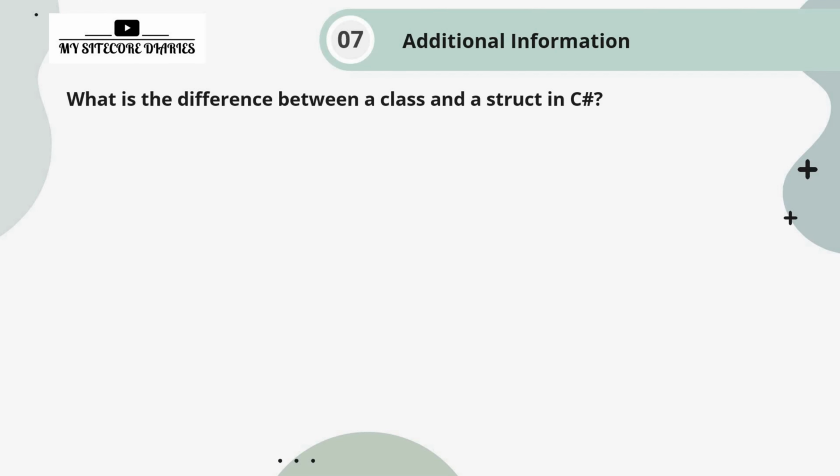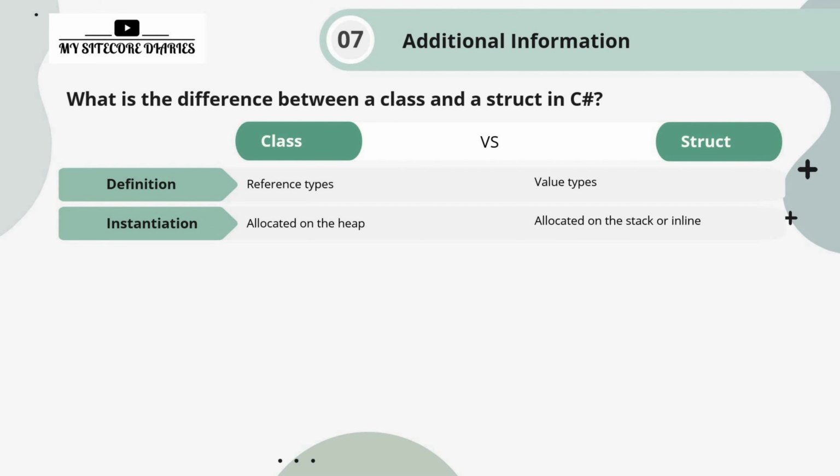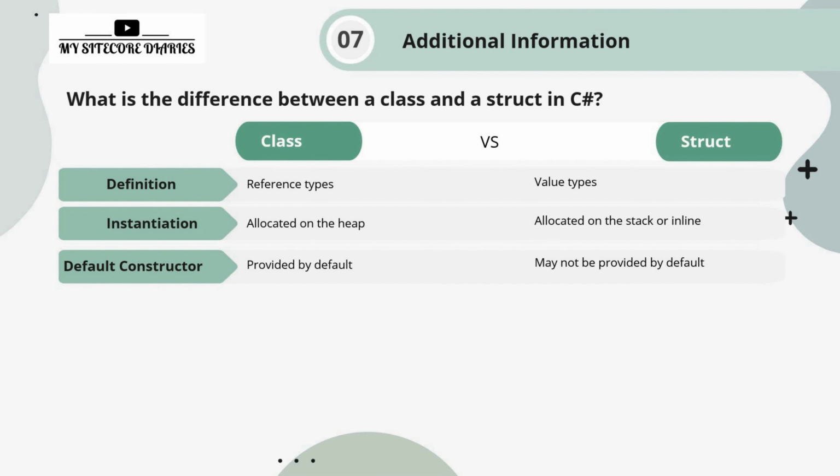What is the difference between class and struct in C#? This is also a regular interview question. Let's see. First is the definition. Classes are reference types and structs are value types. Instances of classes are allocated on the heap, whereas structs are allocated on the stack or inline. Default constructor: a class provides the default constructor, a struct may not provide one by default.